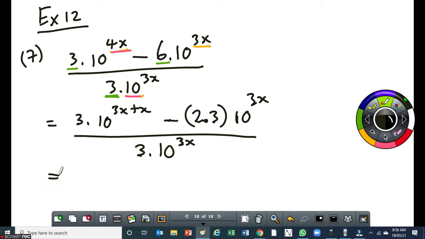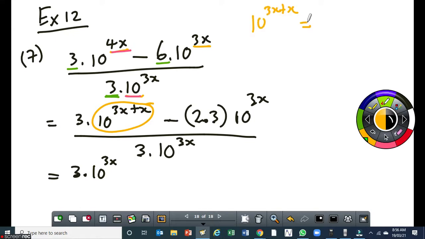Alright, so from here, I can now take out my common factor. For the integers, it's going to be a 3. Then for the exponential terms, it's going to be 10 to the power of 3x. Remember, 10 to the power of 3x plus x is equal to 10 to the power of 3x times 10 to the power of x. Okay? So that's how it is.